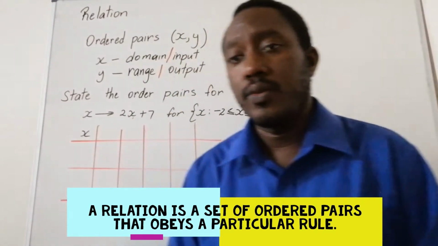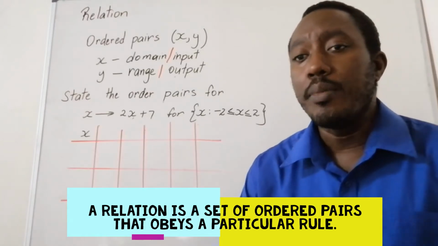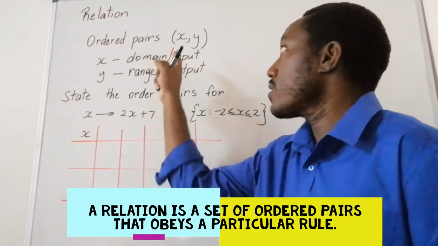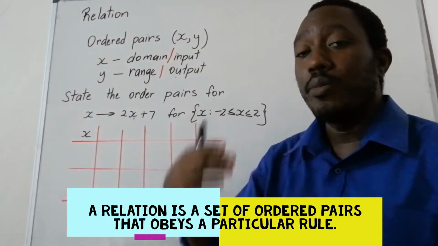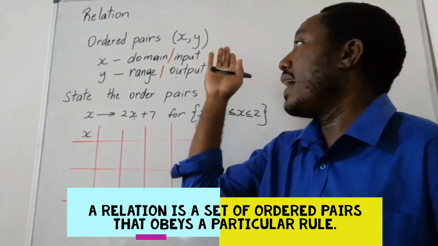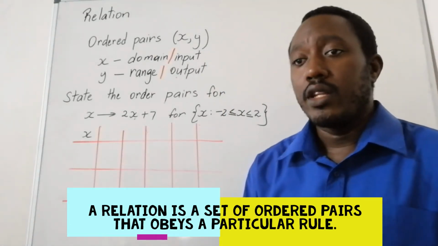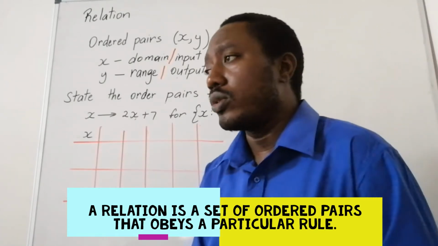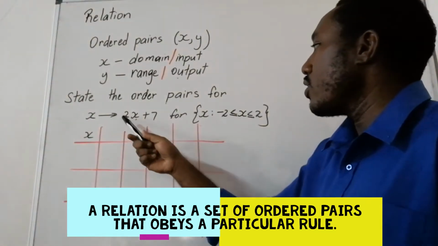Now, the x value, or what is known as the input value, is the first value. The x value, the first value, is known as the domain or the input value. The second value, which will be y, is called the range or the output value.